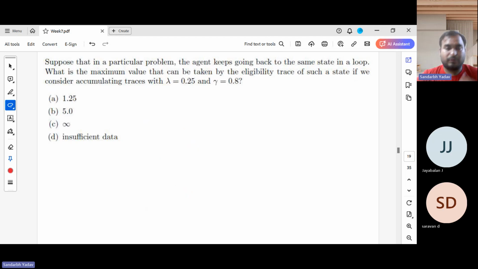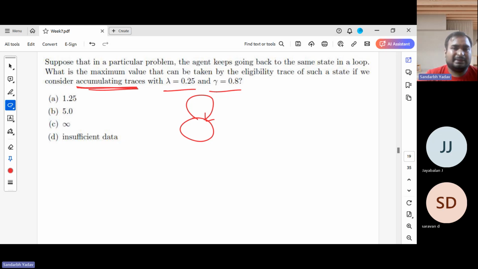So suppose that in a particular problem, the agent keeps going back to the same state in a loop. What is the maximum value that can be taken by the eligibility trace of such a state if we consider accumulating traces with these values of lambda and gamma? So let's consider the general case. Suppose an agent keeps on going to the same state again and again, and accumulating traces are considered.